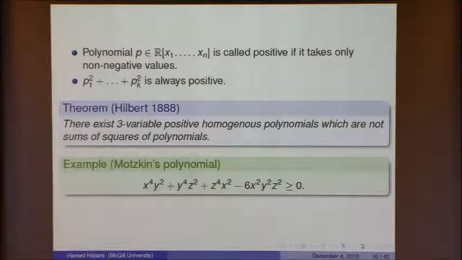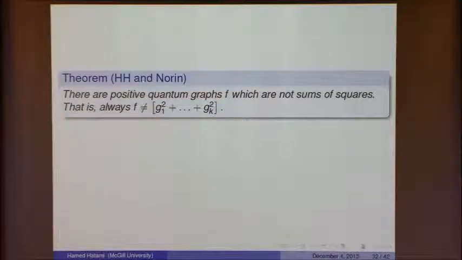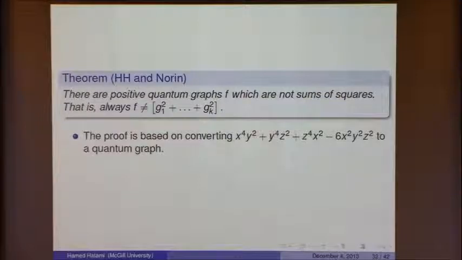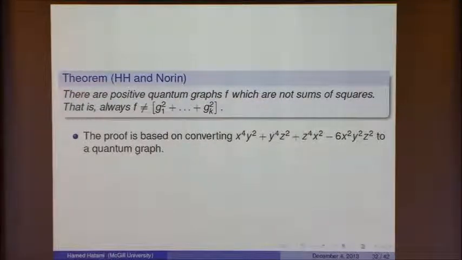And what we did was turn this into something about quantum graphs. We took that and converted it to a quantum graph, where writing it as a sum of squares of quantum graphs would imply that it is also a sum of squares of polynomials. So Hilbert's 17th problem, or Lovász's 17th problem, was falsified by this. The graphs are not that big, on the order of tens of vertices or something.